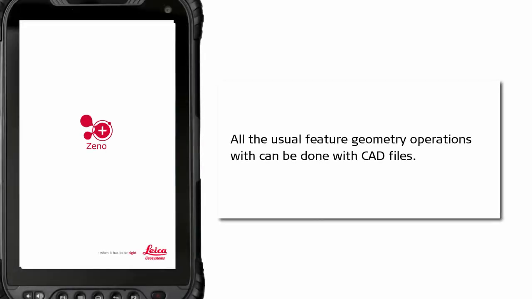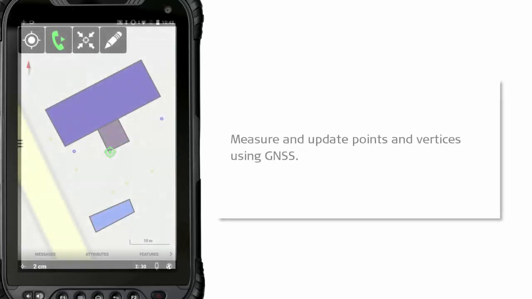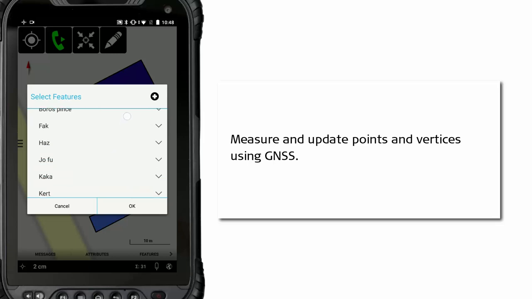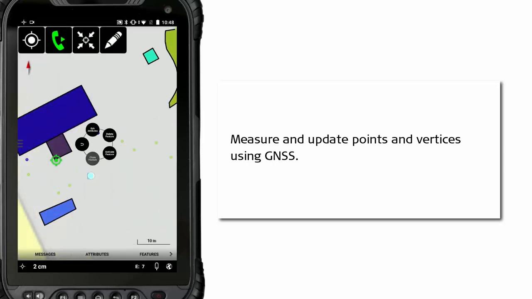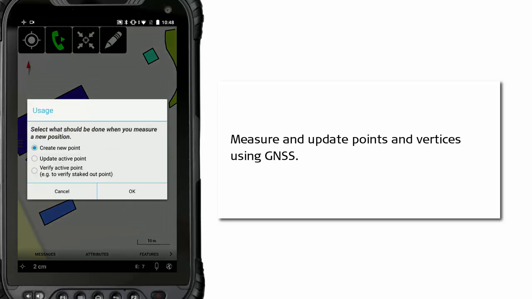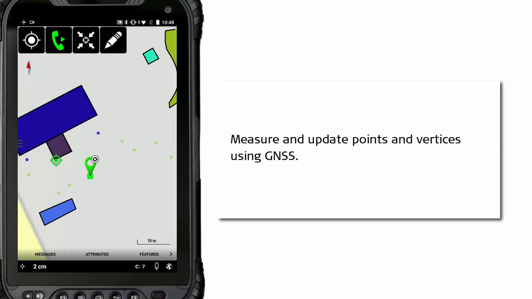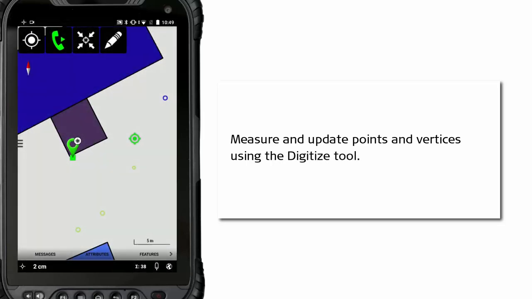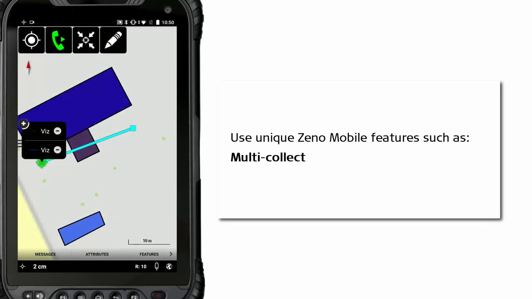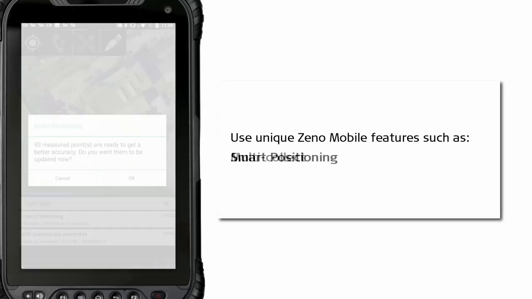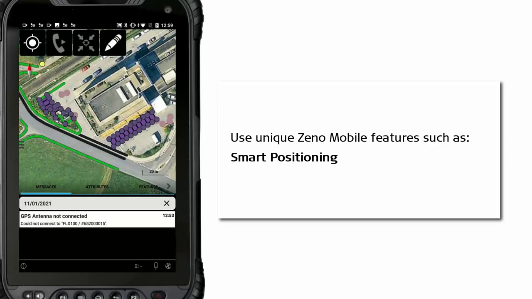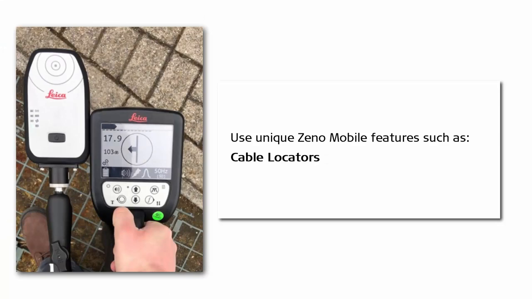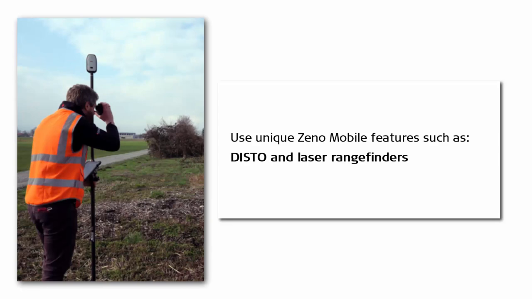Editing CAD files. You can perform all the usual feature geometry operations with CAD files as you can with Zeno Mobile features. That includes measure and update points and vertices using GNSS, measure and update points and vertices using the digitize tool. Snapping also works with CAD files. Use unique Zeno Mobile features such as multi-collect, smart positioning, cable locators, disto and laser rangefinders.